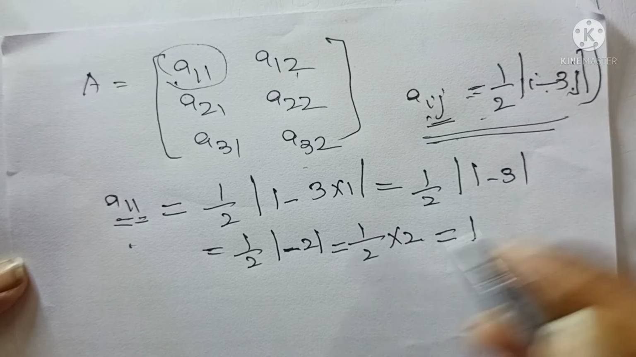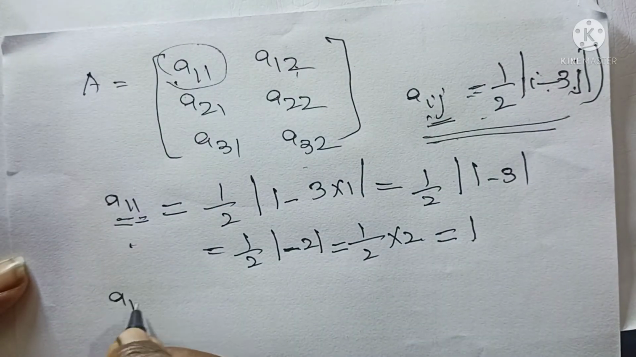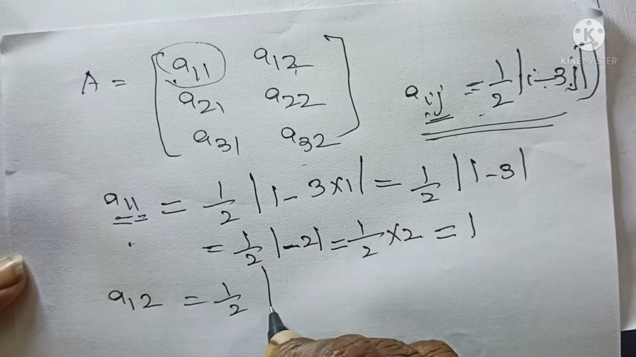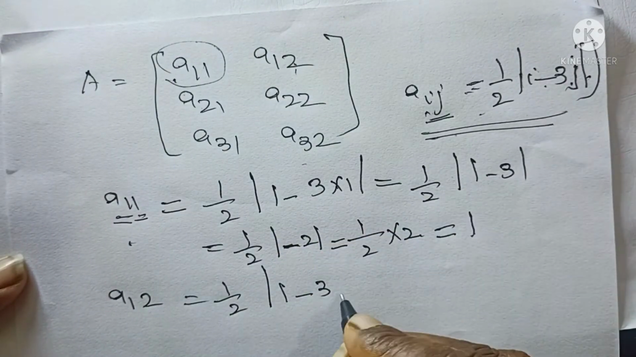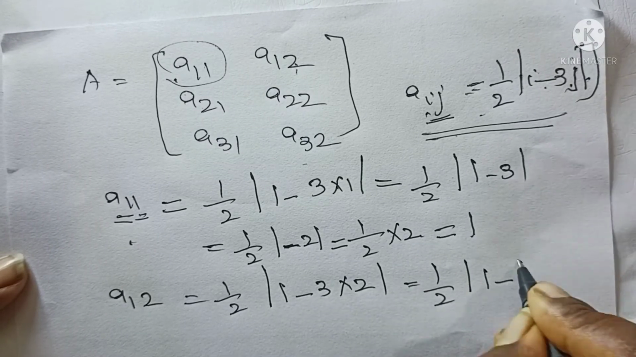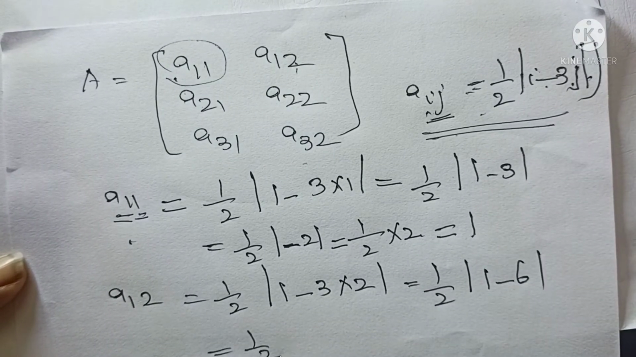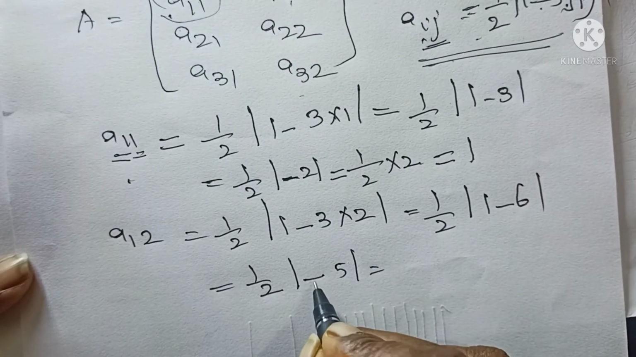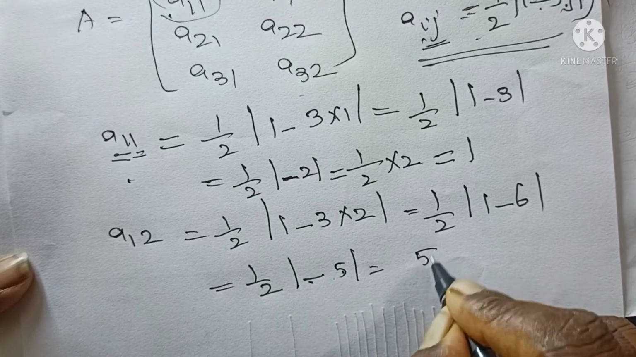Then we have to find A12. Same like this we have to do. So 1 by 2 into modulus of (1 minus 3 into 2), which is equal to 1 by 2 into modulus of (1 minus 6), which is equal to 1 by 2 into modulus of minus 5, which is the same as 5. So 5 by 2.